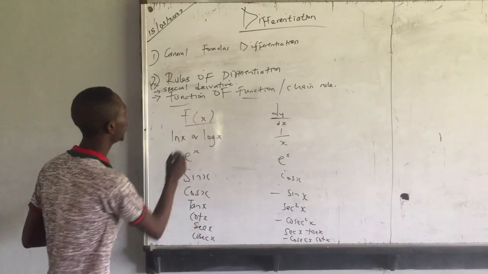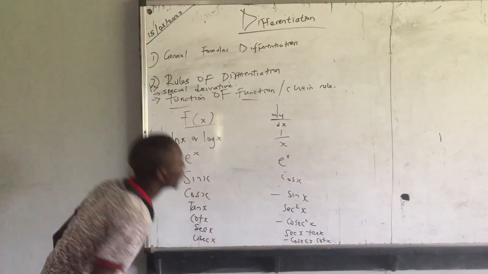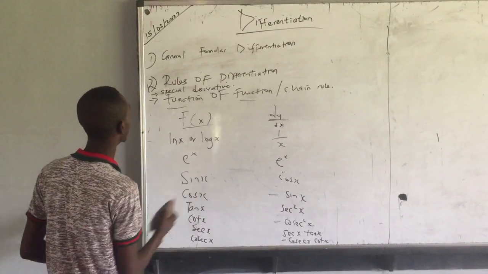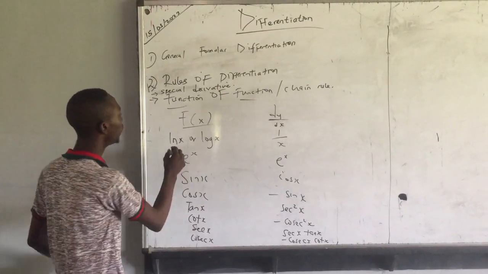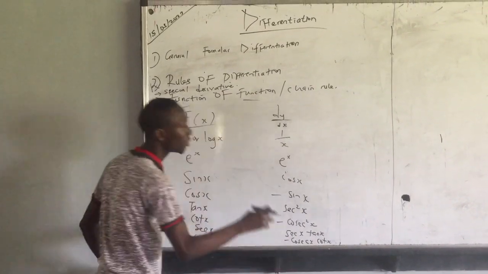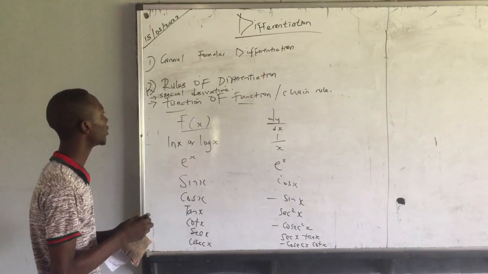The constant derivatives of these functions, take note of them. We will be using them. These are what we call special derivatives. So if you differentiate any of these, you surely get this. No matter what it is, the derivative is always constant.